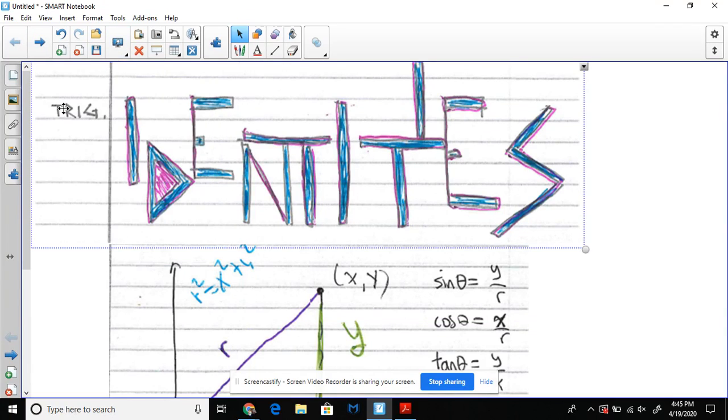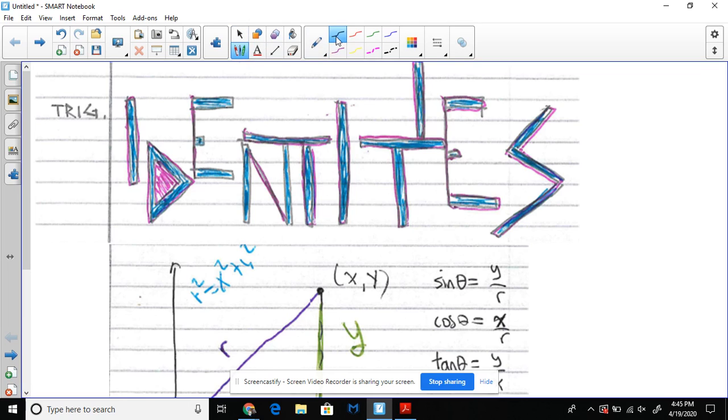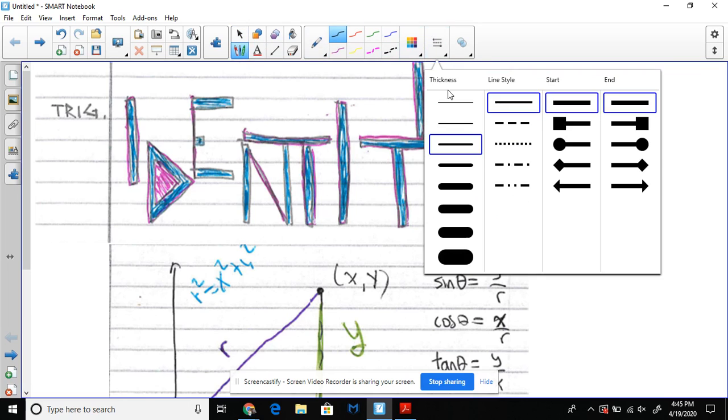Hey everybody, this will be the last topic for this week. We're going to look at something called trig identities. These are probably going to be the least enjoyable experience, maybe, in the course.